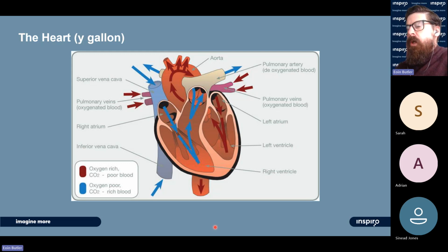When that oxygen is used up, so say, for example, in skeletal muscle, we use up the oxygen, gaseous exchange takes place again. So within the systems of the body, we use up our oxygen and our waste product, carbon dioxide, is produced. That carbon dioxide then travels back towards the heart from the capillaries into venules, into veins, and then back to our superior and inferior vena cava to start the process all over again.